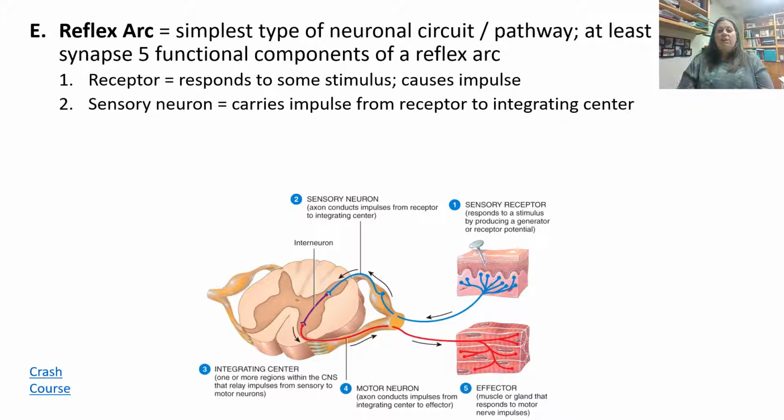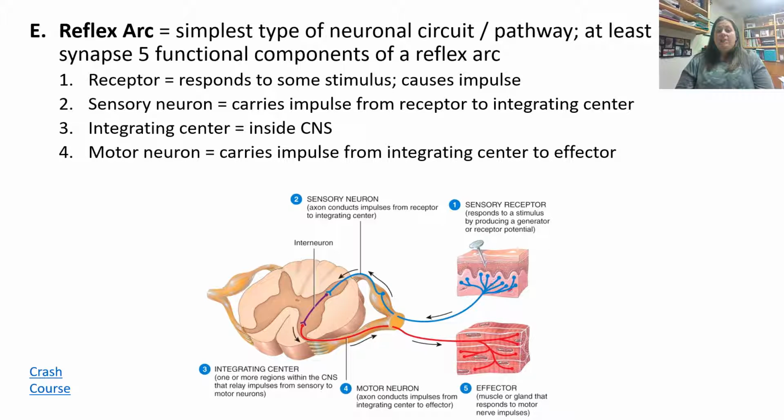The sensory neuron is going to carry the impulse from the receptor to the integrating center. So the receptor is going to detect that something is wrong, and now it's going to send the signal towards the spinal cord, towards the central nervous system. It then is going to go into the integrating center inside of the central nervous system, and then it's going to decide what needs to be done about that particular stimulus.